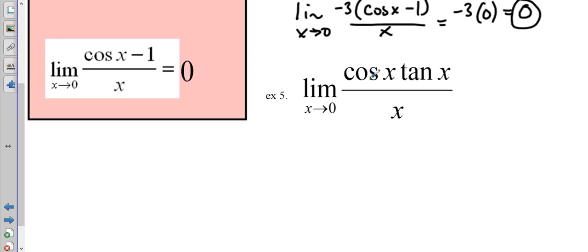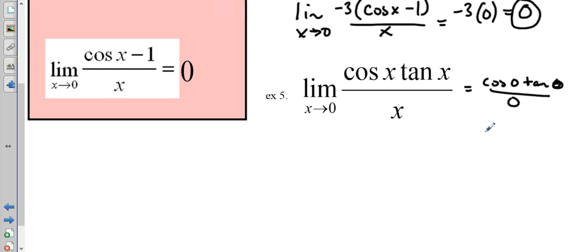Let's try this one. Now this one's a little bit harder. I have cosine of x times tangent of x over x. Now, it might look like something scary with that cosine. Don't fret. Usually students get really freaked out, but in trig, whenever you have tangent or anything else, we first plug these values in. Direct substitution, just to make sure this actually works. It should be 0.